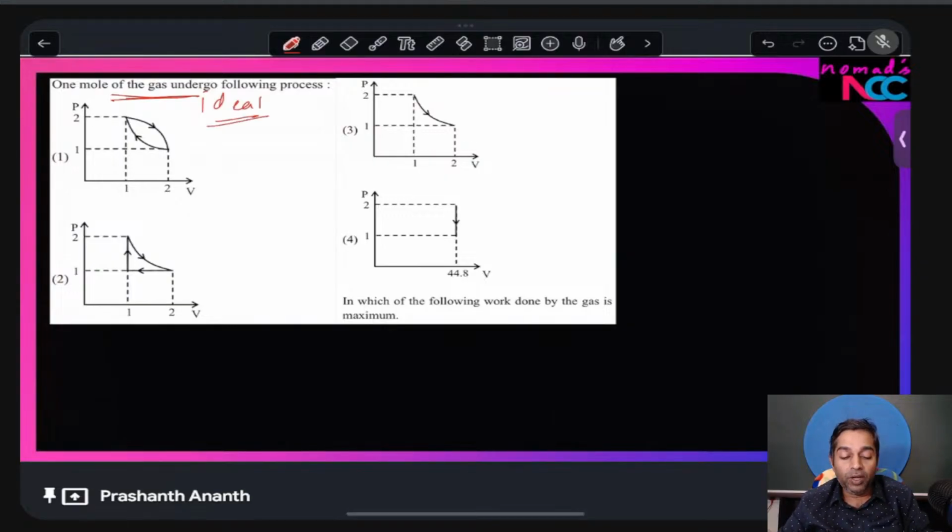Is going to be undergoing the following process. There are 4 different processes. They are asking in which of the following the work done by the gas is maximum. This is one of those questions which looks very complicated but is actually very easy. So directly get this done here.